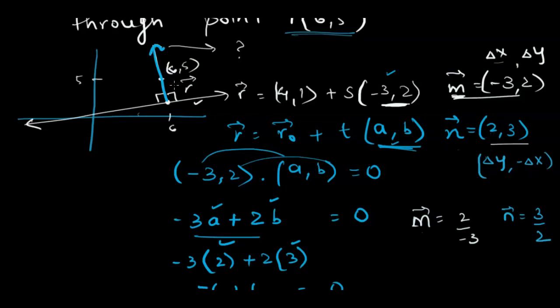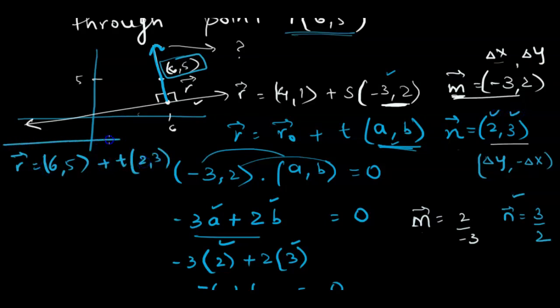Now let's write the equation of the perpendicular. We know a point that lies on the perpendicular is 6, 5, and we know its direction vector. So the equation r would be equal to 6, 5, because we are supposed to take any point that lies on the line that we're writing the equation for, plus t times the direction vector 2, 3, and this is the answer that we would get. Finally, this is the equation of the line that is perpendicular to the given line.